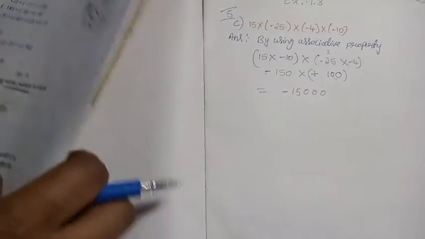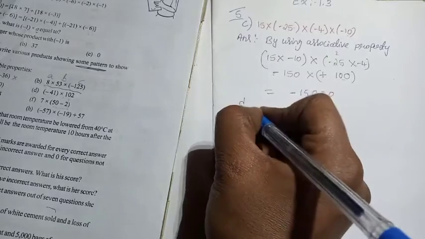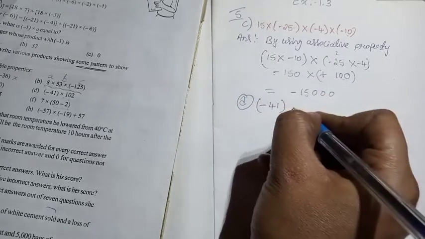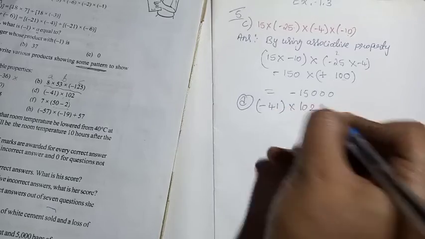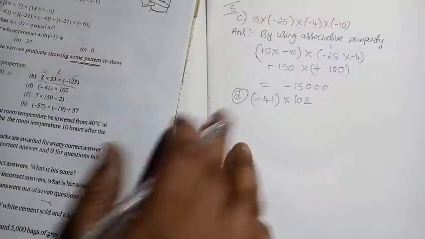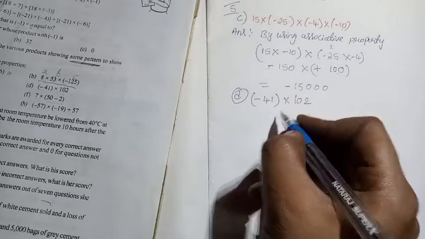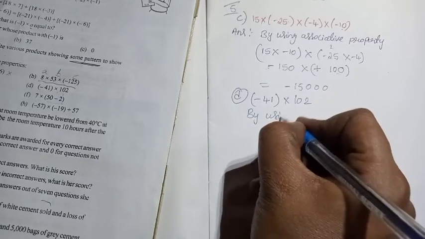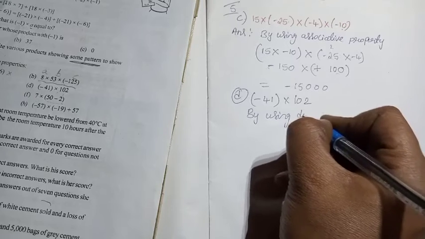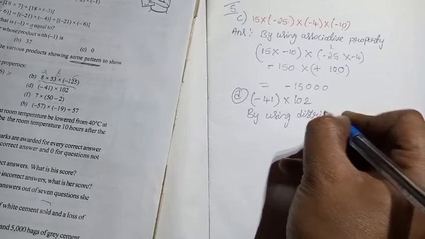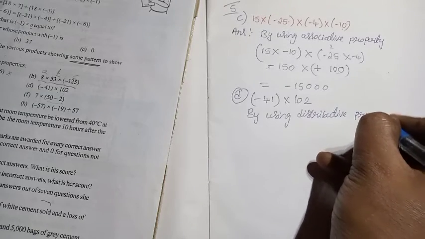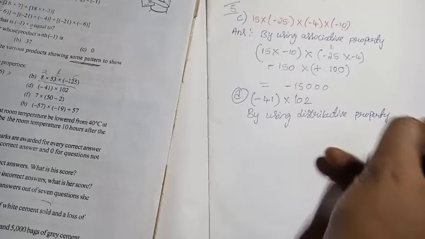Like that. Next we move on to question D. It is minus 41 into 102. Which property did I tell you before? When two terms are there, you can use which property? Distributive property.